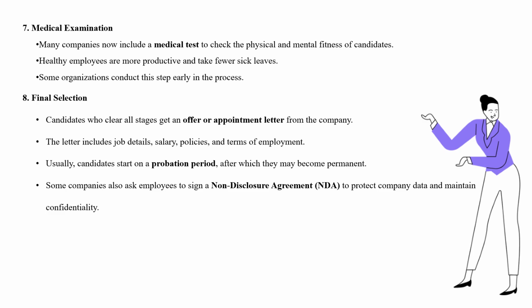So, the selection process helps organizations to choose the most suitable candidate among the many applicants. It involves a series of carefully planned steps starting from preliminary interview and ending with final selection. A fair and systematic selection process ensures that the right person is placed at the right job, improving employee performance and contributing to the overall success of the organization.